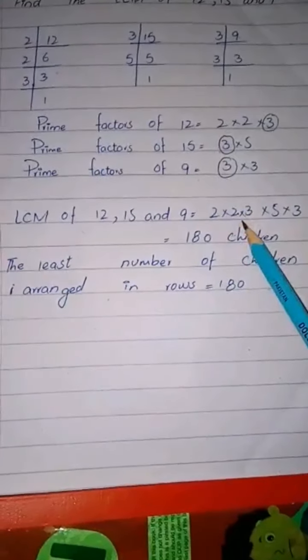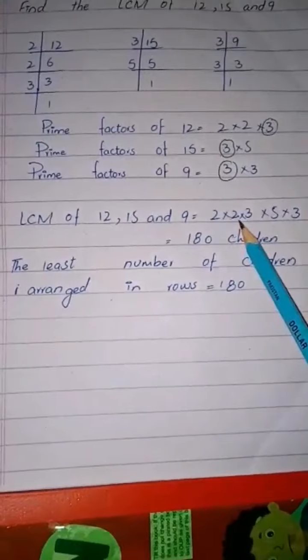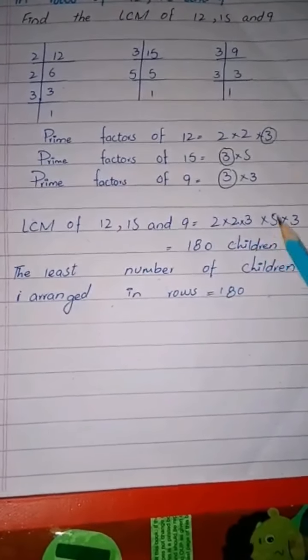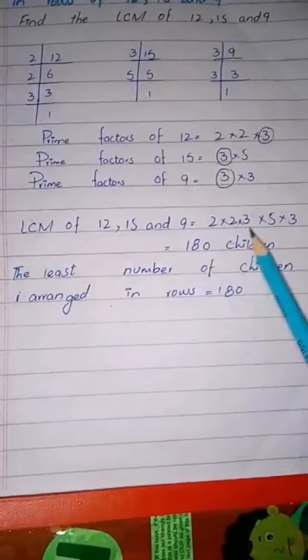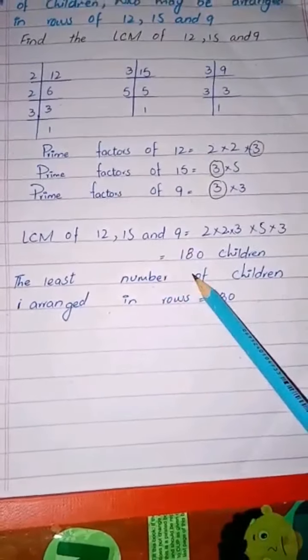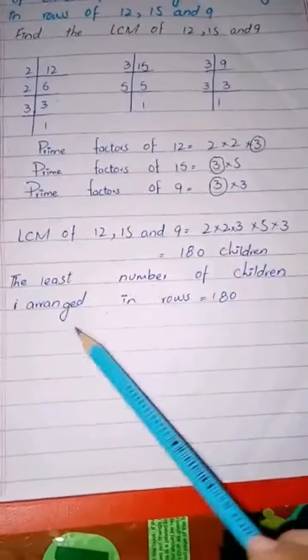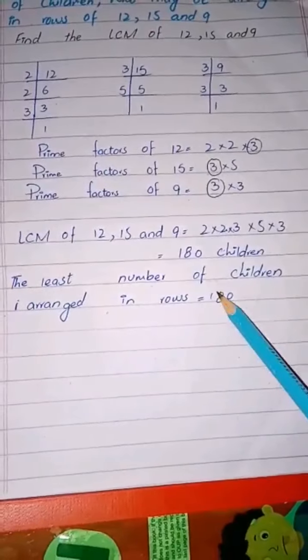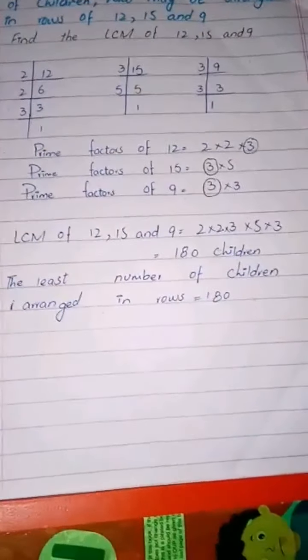2 multiply by 2, 2 2s are 4, 4 3s are 12, 12 5s are 60, 60 3s are 180. LCM of 12, 15 and 9 is 180. Okay, the least number of children arranged in rows is 180 children. कितने number of children हर रो में arranged होंगे, 180.